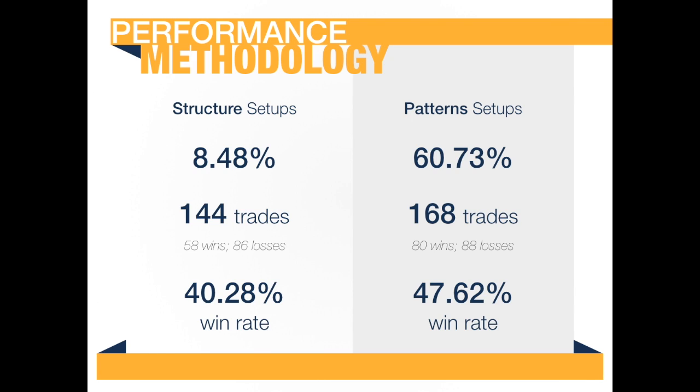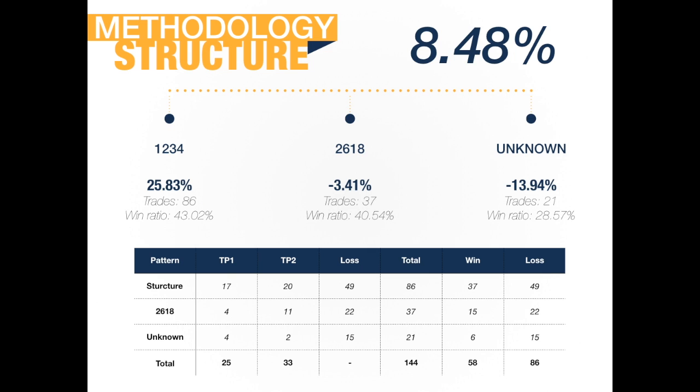With that, I would like to break this down further. In terms of structure, we have two strategies: basically the 1, 2, 3, 4 strategy and the 2, 6, 1, 8. Once again, I won't go in depth as to what these strategies mean and how they are generated, but simply, 1, 2, 3, 4 is a trend continuation, basically following the trend setup, and 2, 6, 1, 8 is really just a counter trend setup.